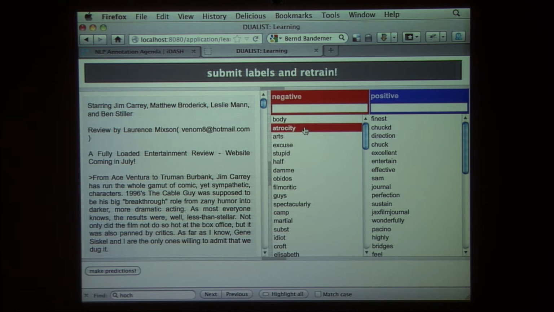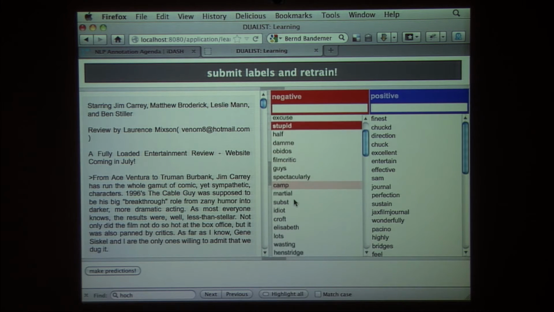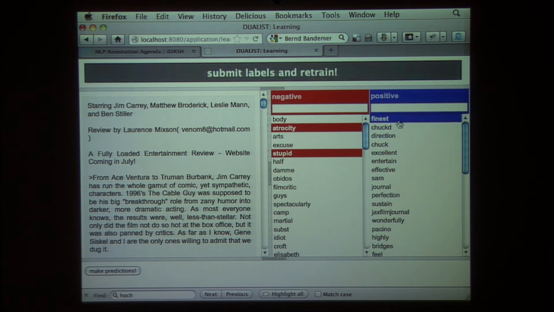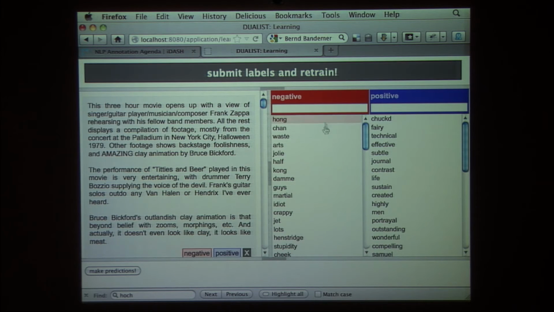It's like atrocity, I think, indicates a negative review. Stupid. Jean-Claude Van Damme apparently is associated with negative movie reviews. Wasting. Over on the right-hand side, things like finest, excellent. And we can retrain and get a new set of words. Does anybody have any words they'd like to volunteer?